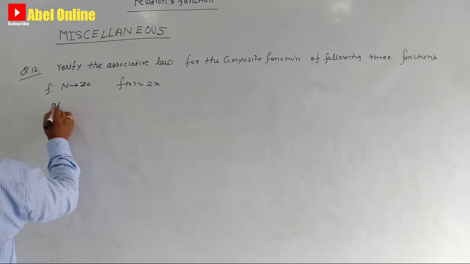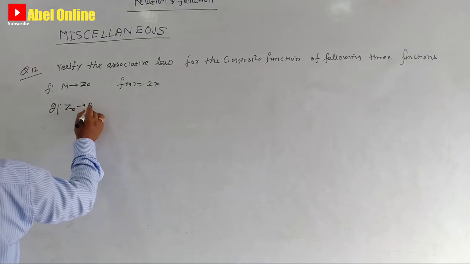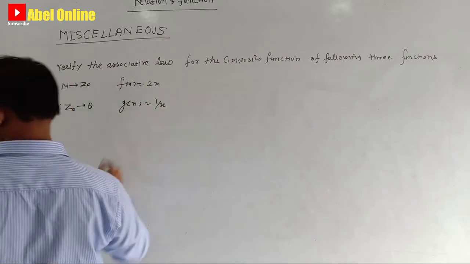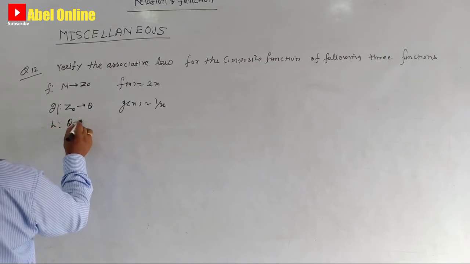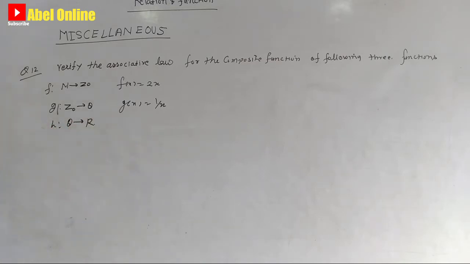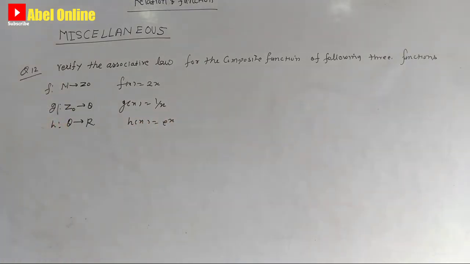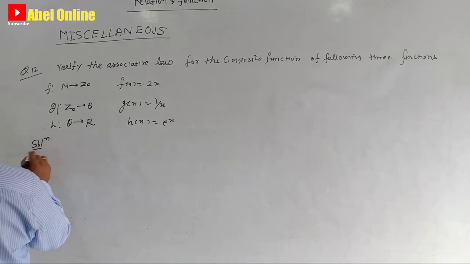g: Z0 to Q, g(x) equal 1 upon x, h: Q to R, h(x) equal e^x. Now the solution is there. Now we are going to solve this question.